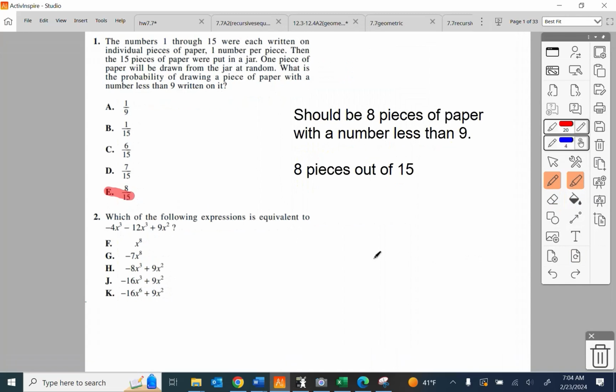And again, I would love to see the statistic on the number of kids who missed that question.